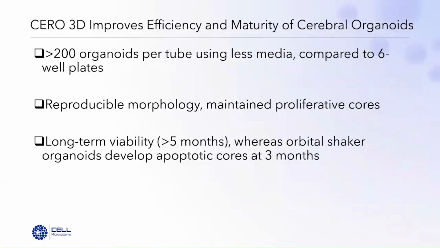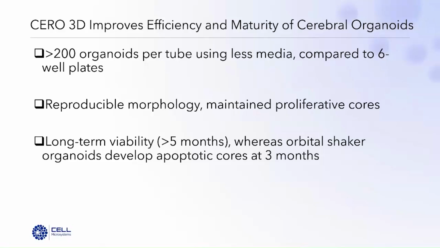So altogether, this publication demonstrated a very easy to use method using the Zero to generate hundreds of organoids per tube using less media compared to the 6-well plates. The organoids that they generated had a more reproducible morphology, and they maintained those proliferative cores. And ultimately, the Zero also enabled them to culture their organoids for longer.